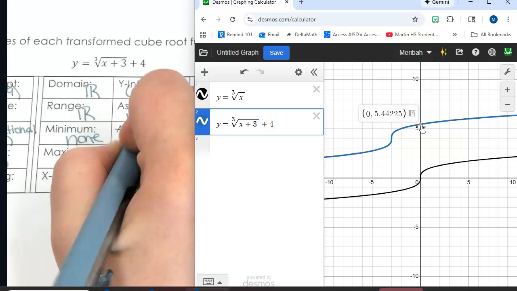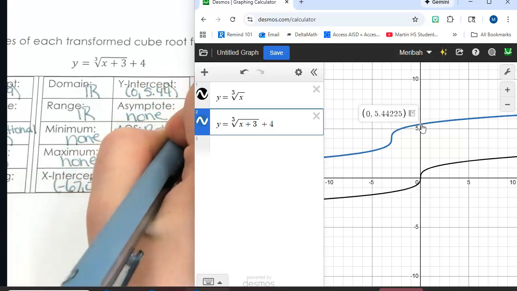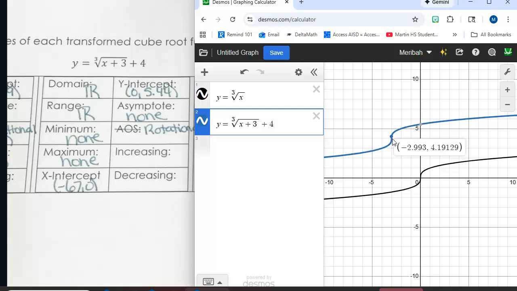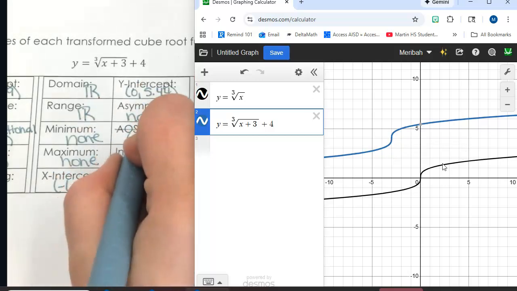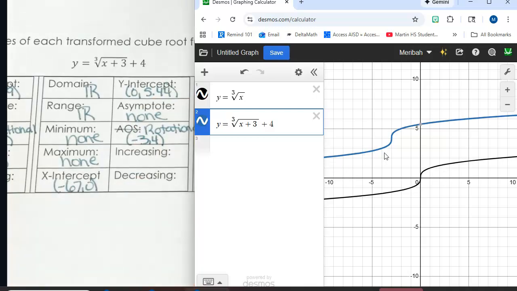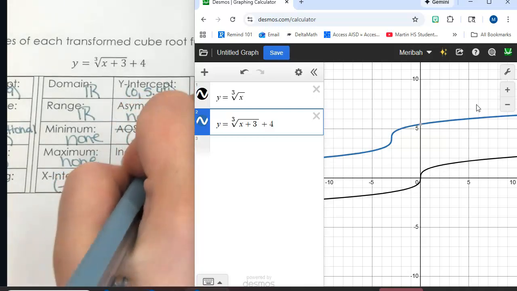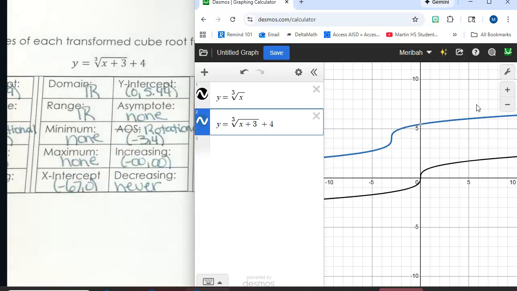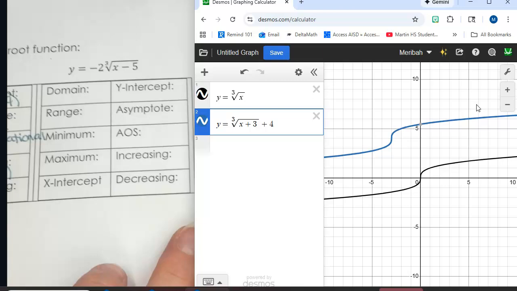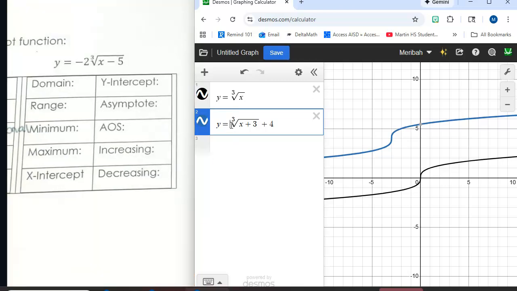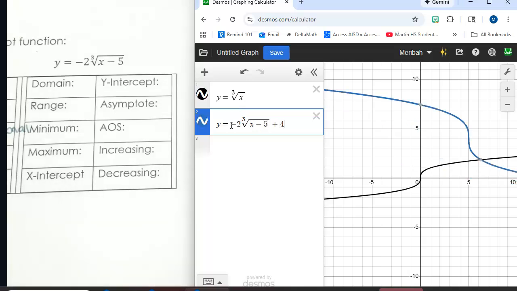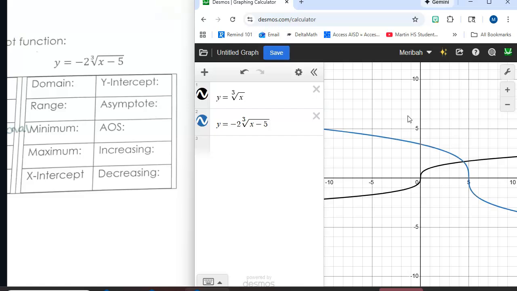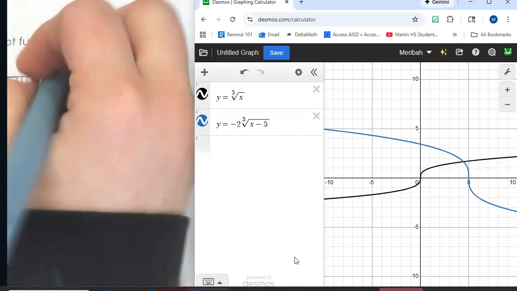Still no asymptote. Our rotational symmetry point did move here. That point of inflection at our transformed points is there, right there, -3, 4. And this is still an increasing graph as I go from left to right. It will never switch to decreasing. Okay, and then for our final transformed graph, I'm going to adjust the equation in Desmos. And this one has now flipped around, so a couple changes happening here, except for the domain and range.